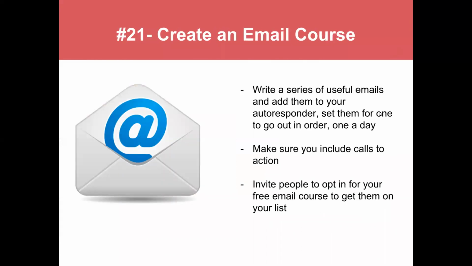All right, so number 21 is to create an email course. This is the same idea. Again, content creation is all about positioning yourself as an expert and an influencer in your industry. So you can write a series of useful emails and add them to your autoresponder, and then you set them up to go out in order once a day, right? That could be something like this webinar right here. Like, you want to learn how to prospect, you want to learn how to generate some leads, and then they opt into your list, and each day they get part 1 or part 2 or part 3 of your email series that teaches people how to do exactly that, or teaches them how to do anything that you know how to do.